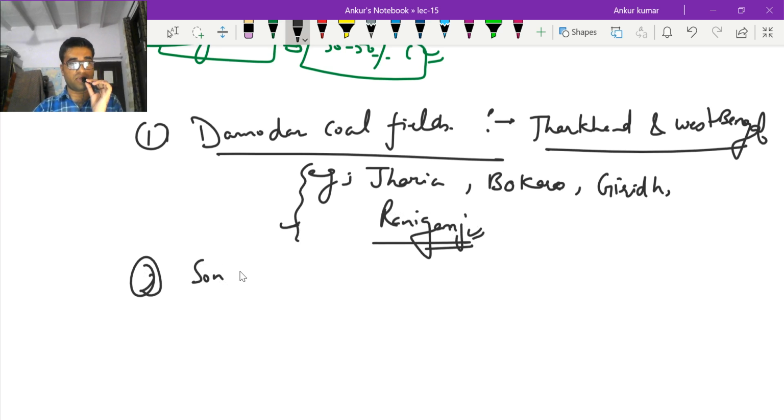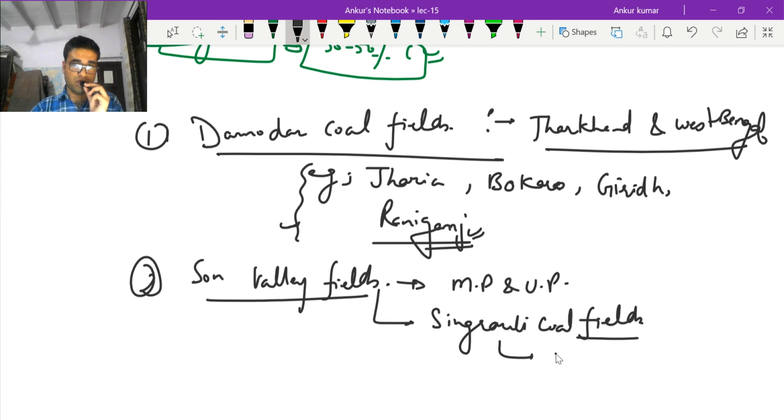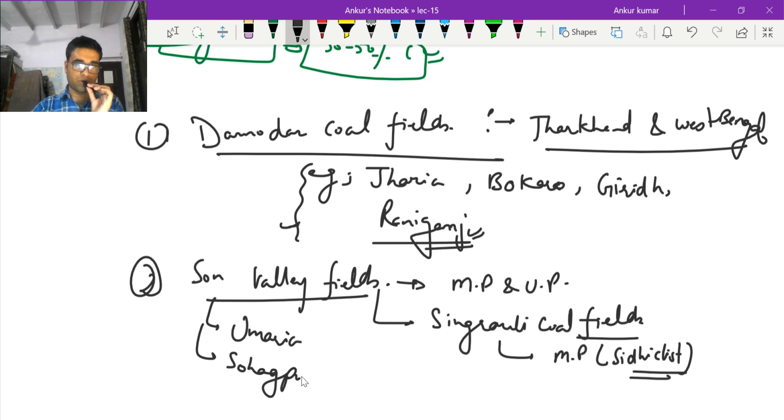उसके बाद second number that we will see is the Rift Valley, that is the Son coal fields, Son Valley fields, right? And Son Valley fields are basically in MP and Uttar Pradesh, UP. And the main mining center of Son Valley is Singrauli coal fields, and they are in MP basically, Siddhi district of MP, right? और कुछ सोन वैली के जो इम्पोर्टेंट फील्ड्स हैं जैसे उमरिया भी एमपी के अंदर, यहाँ पे भी इम्पोर्टेंट कोल फील्ड्स हैं। उसके बाद सोहागपुर, that is Sohagpur, important coal fields, सोन वैली, right. This is the second rift valley.